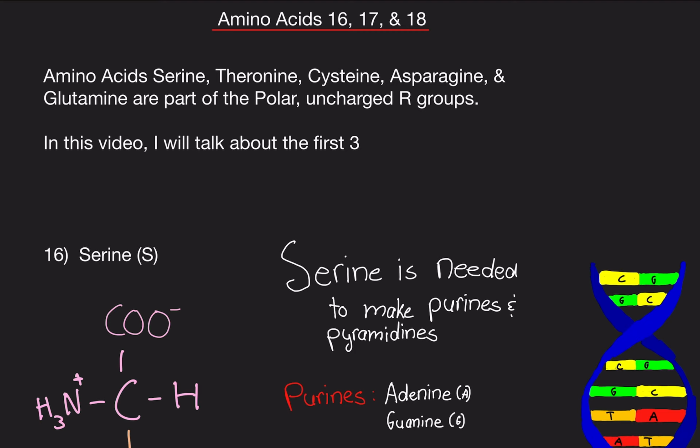Anyways, back to topic. The amino acids serine, threonine, cysteine, asparagine, and glutamine are part of the polar uncharged R groups. In this video, I'm going to talk about the first three, mainly because it seems like you guys really like when I do three amino acids per video and go over them in detail, like fun facts about them. But if I were to do all these amino acids, the video would be a little too long, so I'm going to cut it up into two videos.